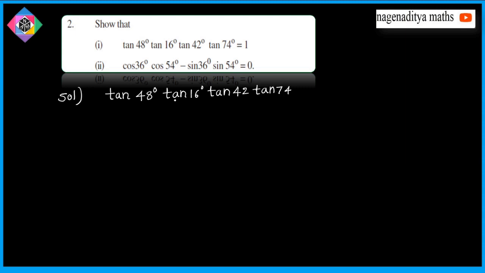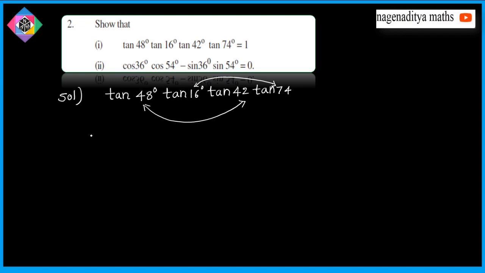Okay, so first we have to see whose sum is 90 degrees. So 48 and 42, if we add these two values, the sum is 90, and 16 plus 74, this sum is also 90 degrees. So we have to check that. We have to write both terms side by side.